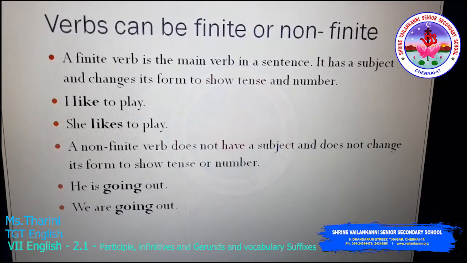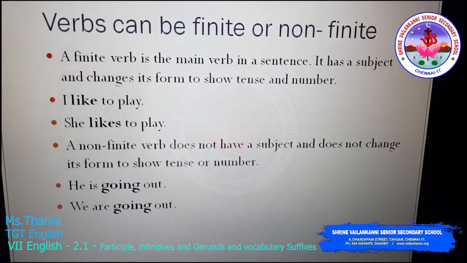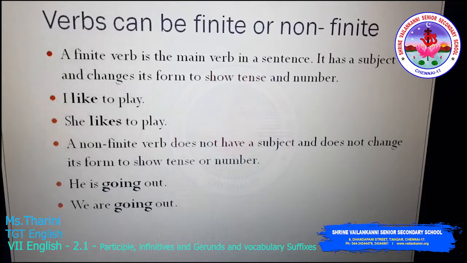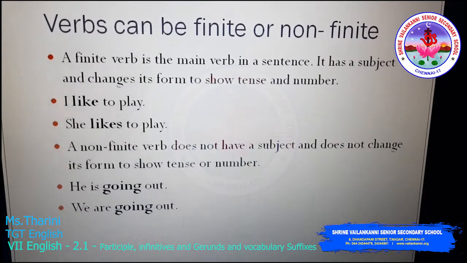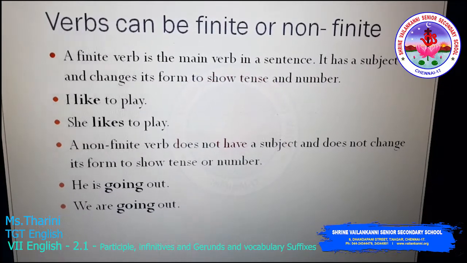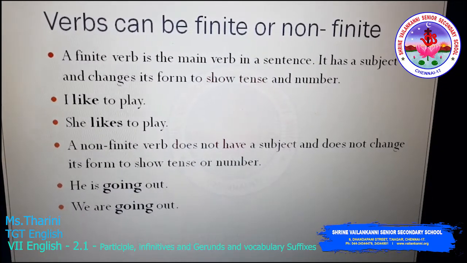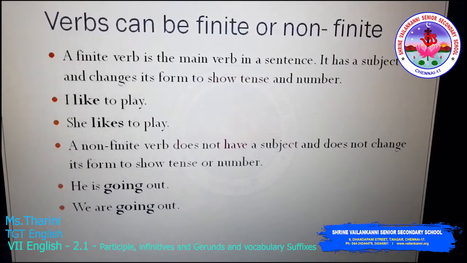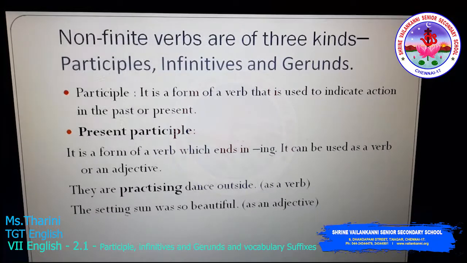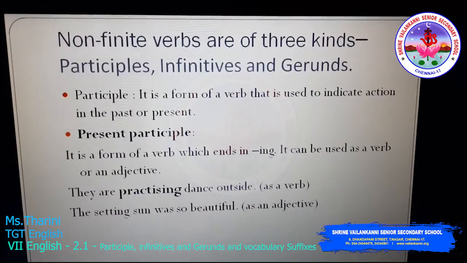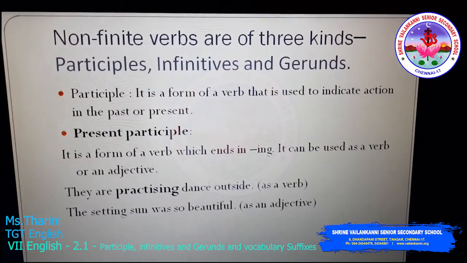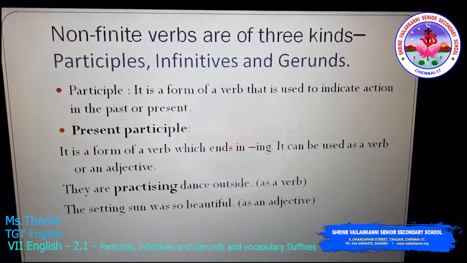Usually, non-finite verbs end in ing. Yes? He is going out. You cannot change the form to goes. He is goes out. No, that's wrong. That sentence is wrong. We are going out. You cannot change the form of the word. Now, talking about non-finite verbs, there are three kinds: participle, infinitives and gerunds, which is very important.